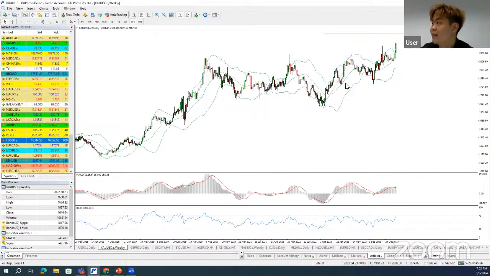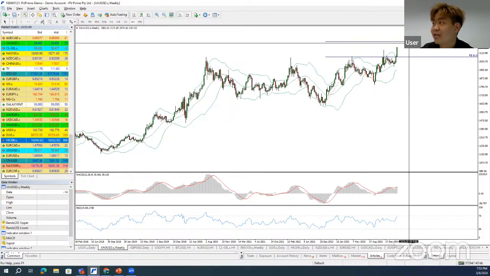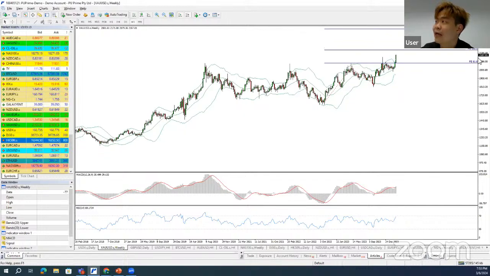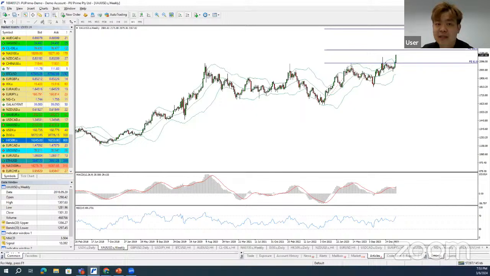Let me show you one example, then after that I will teach you how to draw it. You can notice that after you draw the Fibonacci expansions, the first resistance level should be around here. Then price breaks out again, and this is the second resistance level. Fibonacci expansions usually solve the problem of how you can find a product's movement, especially after it hits its record high.